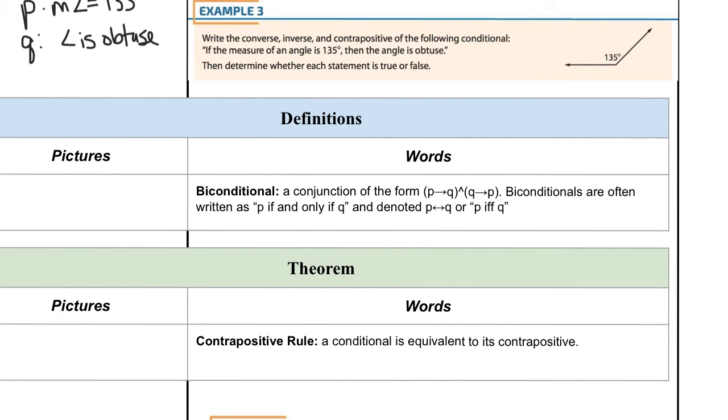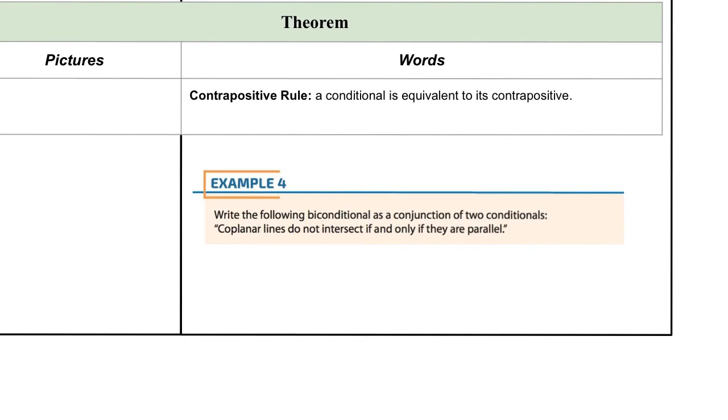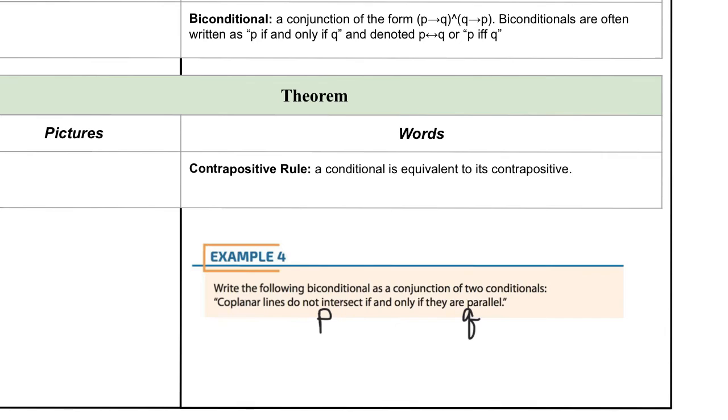All right, let's look at example number 4. Write the following biconditional as a conjunction of two conditionals. Coplanar lines do not intersect if and only if they are parallel. So we can split this into a P and a Q. This will be our P. This will be our Q. And remember what we said up here, that biconditionals are written in the form if P then Q and if Q then P.